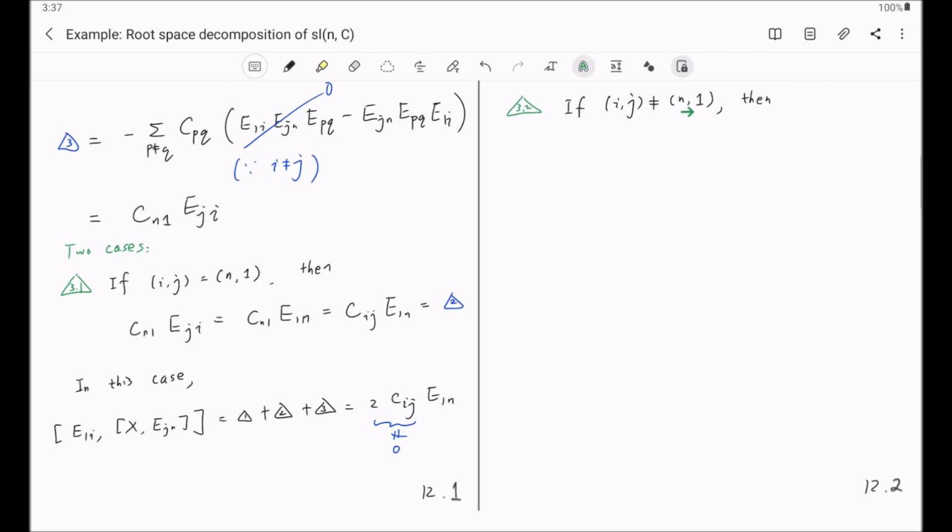Because if ij is not equal to n1, then remember our total order on the set of roots. e_n minus e_1 will be less than e_i minus e_j. Just by definition, if you move this to the right hand side, this is e_1 plus and so on. And the coefficient of e_1, when you move this to the right hand side, will be plus 1. So the thing you get will be greater than 0. So you have this inequality.